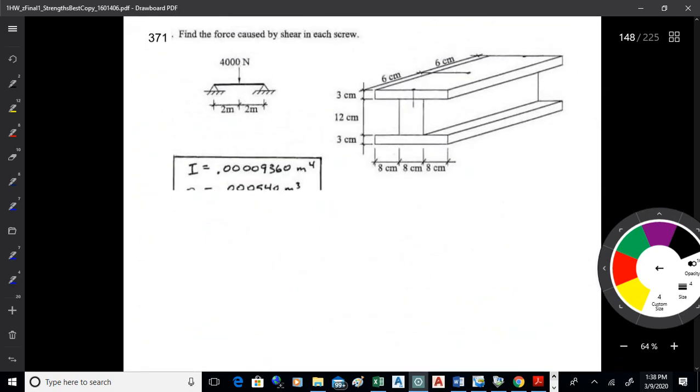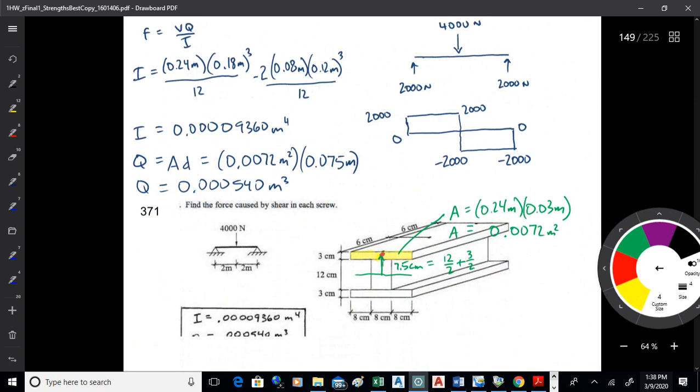Okay, two more shear problems. One is shear flow, the other one's shear center. This one here, we've got this I-beam that we've built. We want to find the shear flow for this because we're interested in the force that will build up in those screws. They're set up at 6 centimeter distances. So to do that, we want to find the shear flow, which is F, which is VQ over I.